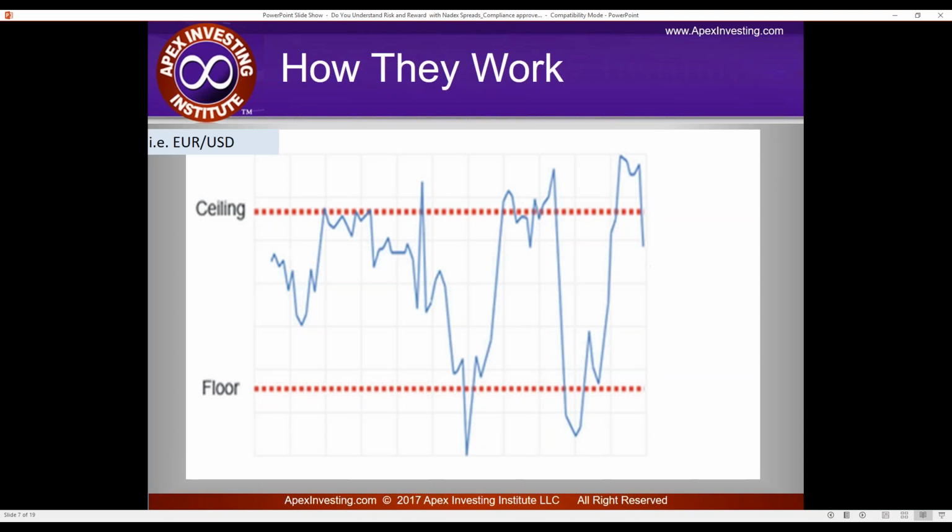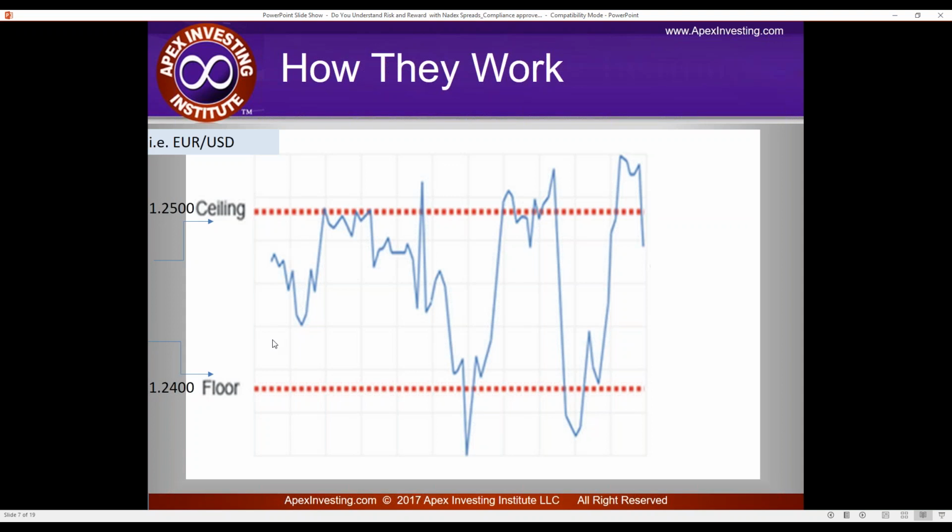So let's just say, for example, this was a chart of a Euro dollar. Okay, and let's just, as an example, call it Euro dollar. The bottom of the spread, or the floor, let's say it was at 1.2400. And the top was at 1.2500. Okay, so between the floor and the ceiling of this spread, there's 100 pips.